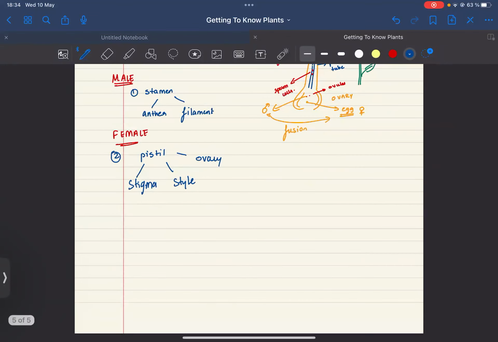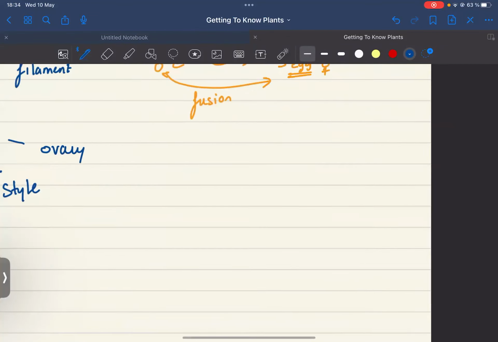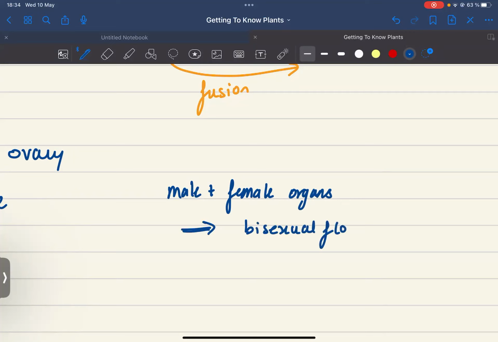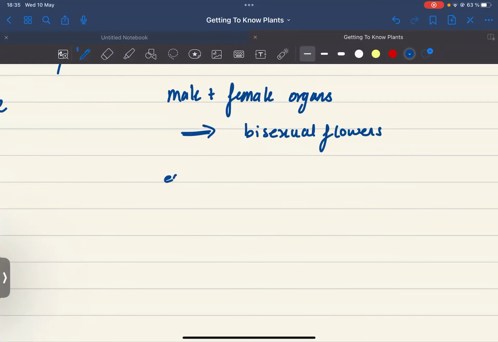So basically, the flowers that have both male and female organs are known as bisexual flowers. The ones that have only female organs are female plants, and male ones are male plants. So hibiscus is a bisexual flower. Okay, so for example, you have hibiscus.